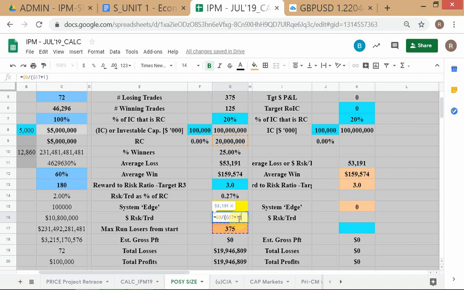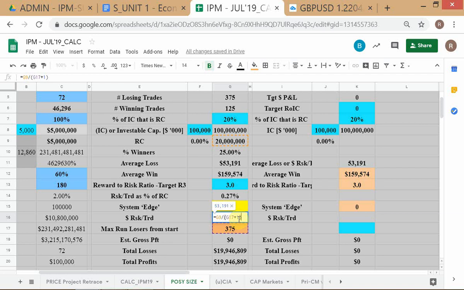We are going to have 375, because I need to have money left over for one more trade. If I divide 20 million by 375 and the quotient is X, and if I risk X per trade, then 375 into X is 20 million. Then I've already blown up my whole risk capital at the end of my run of losing trades. Then I don't have money to place the next bet.